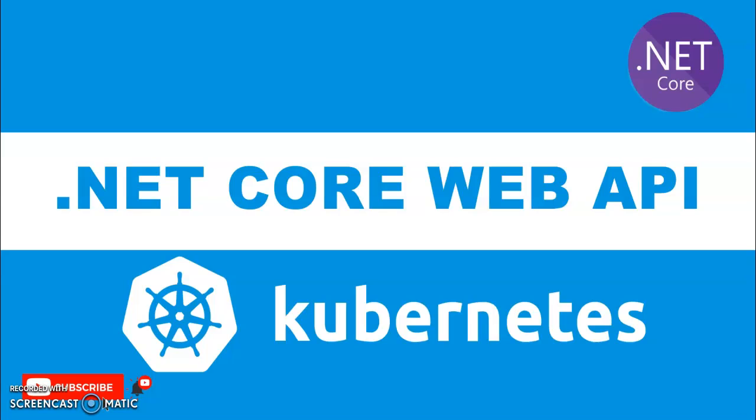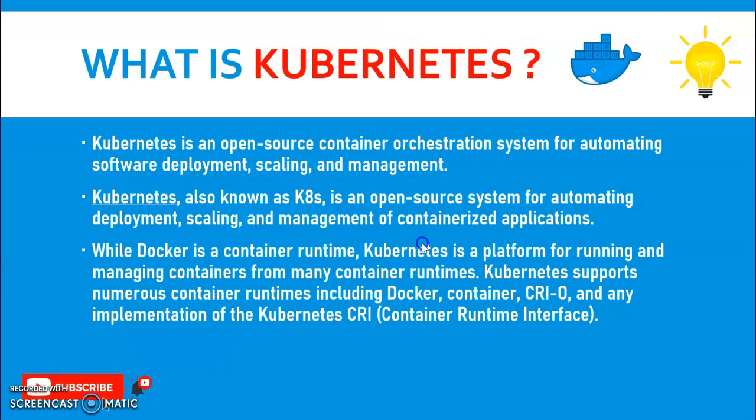Today in this session we are going to discuss one more interesting topic, that is Kubernetes. And we are going to implement Kubernetes deployment using Visual Studio with .NET Core Web API. Here I am going to use .NET Core Web API 6.0 and Visual Studio 2022. To go through the code and implementation, let's see what exactly Kubernetes is.